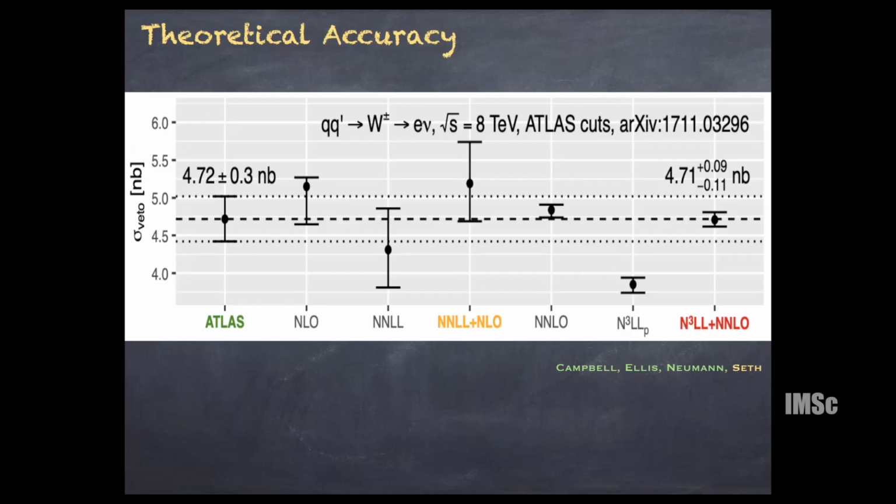But this is for a particular process, and when you go to the HL-LHC, the high-luminosity LHC, this uncertainty will be much more reduced. So we have to be prepared from the theoretical side, so that precision results for most of the important processes remain available.